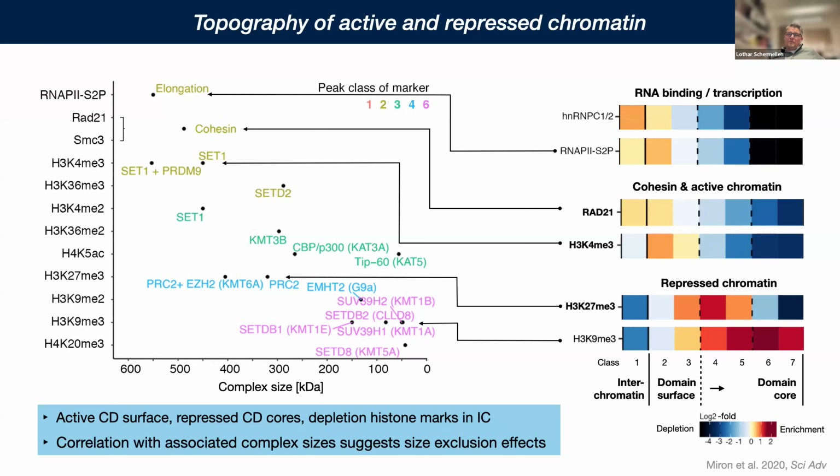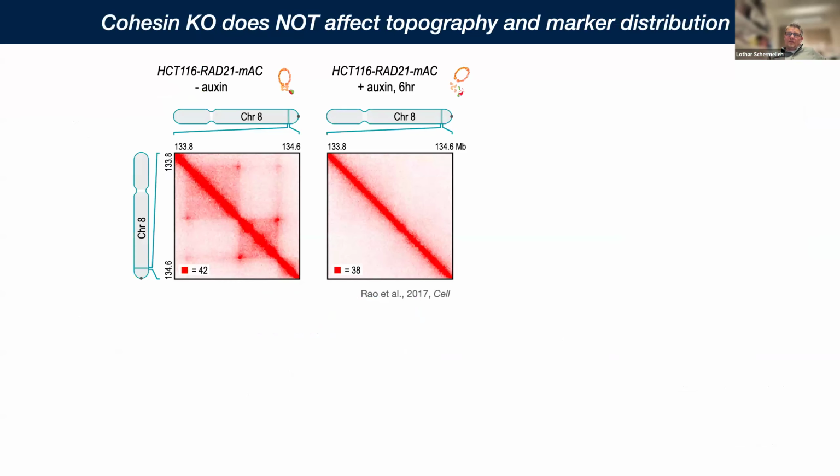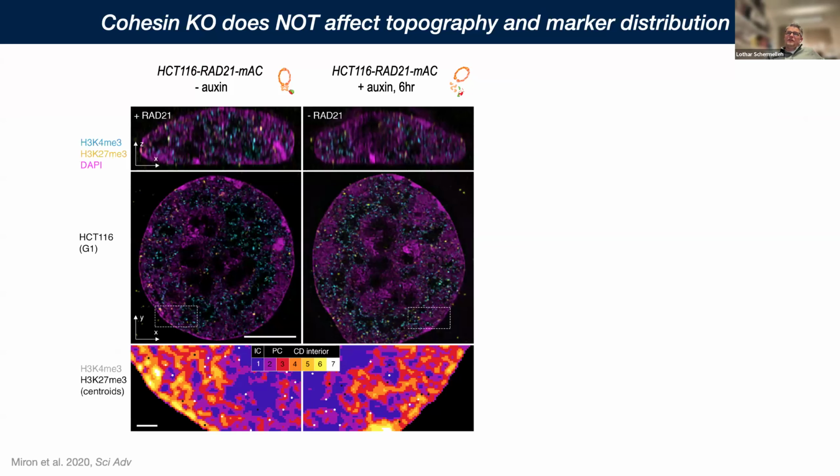Now, speaking of cohesin, if we, of course, knock out cohesin and do a Hi-C experiment, as has been done in this paper by Rao et al., you will absolutely wipe out any kind of TAD landscape. So TADs are absolutely wiped out here.